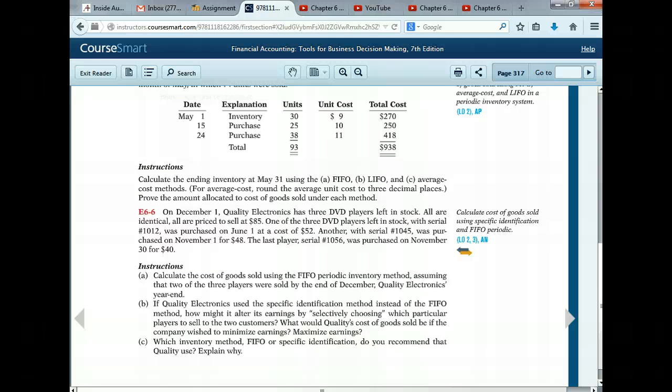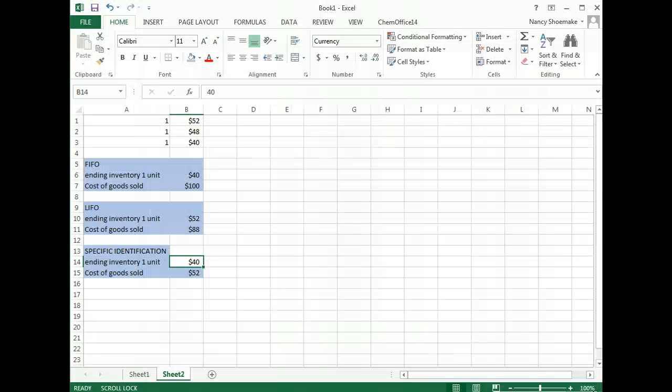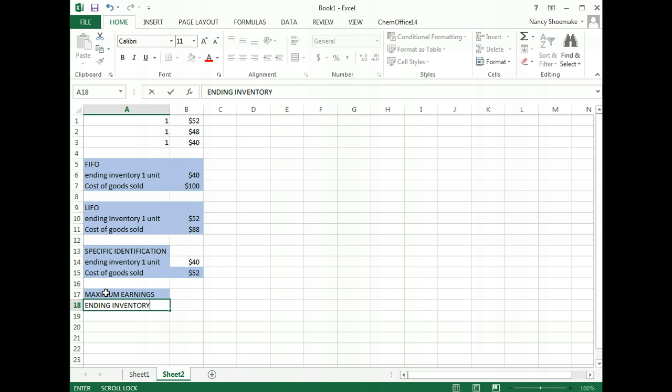What if the company wanted to maximize earnings? What if in this case they want to show the highest net income? Which specific items would we show? 40 and 48. We would want to show ending inventory of the 52, and we would show cost of goods sold of the 40 and 40.